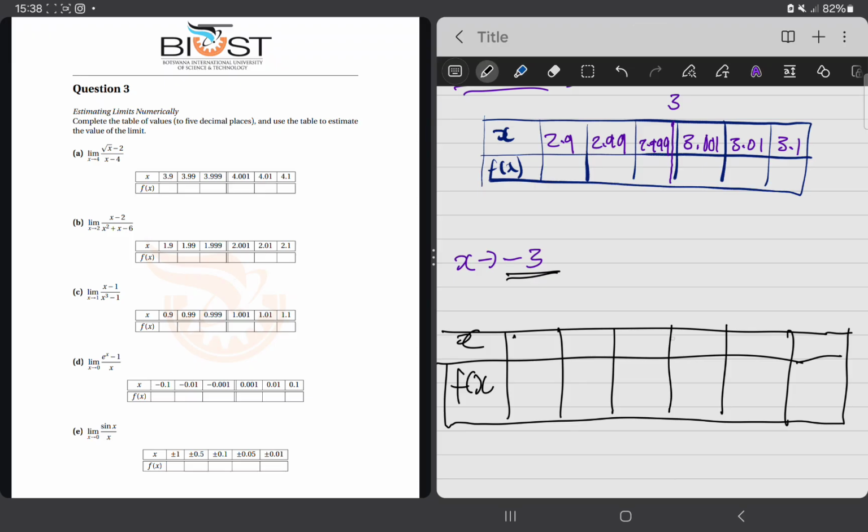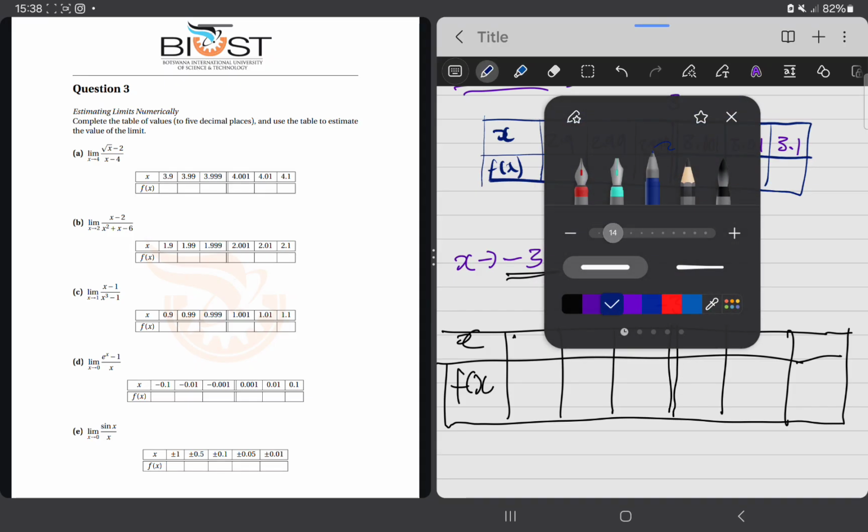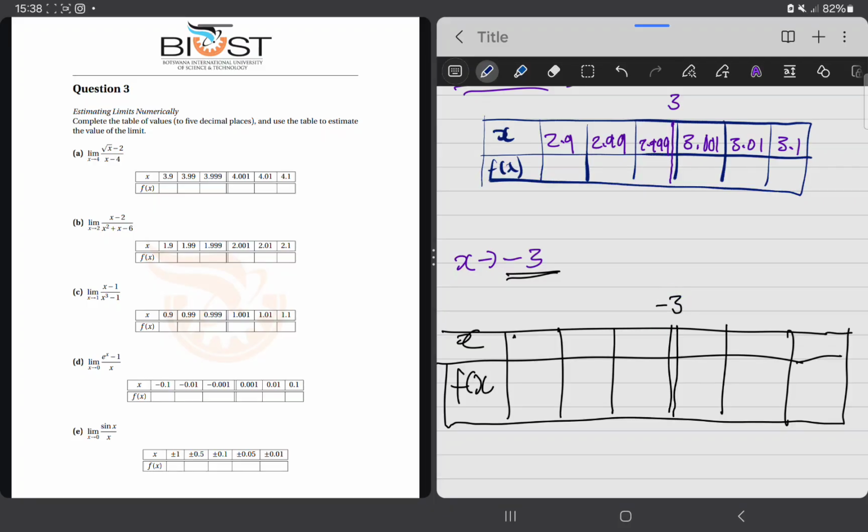Now we are going to say, after the third one is here, this is where negative 3 is. So what am I going to do? Swap them. So we swap. So this is now just going to be negative 3.001, then negative 3.01, then negative 3.1. Okay, then here, this is going to be negative 2.999, sorry. This one is going to be negative 2.999, then negative 2.99, then negative 2.9.